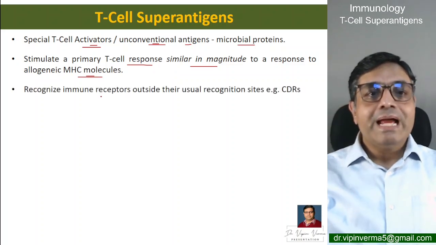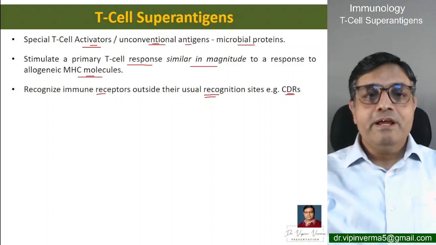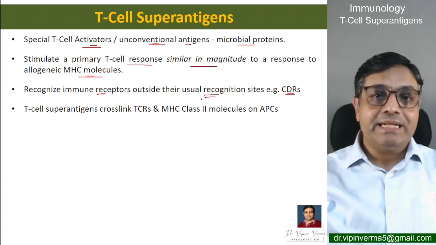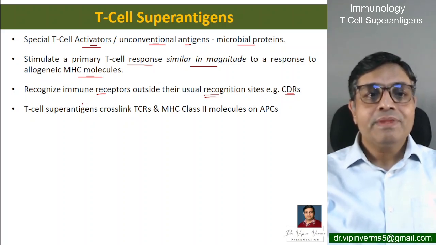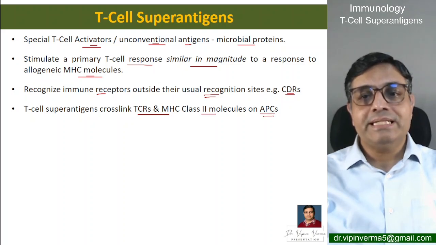They recognize the immune receptors outside their usual recognition sites, for example CDRs. We are going to see through the picture that their recognition sites are outside the usual recognition site. Now, T cell superantigens cross link the TCRs and MHC class 2 molecules on the antigen presenting cells.